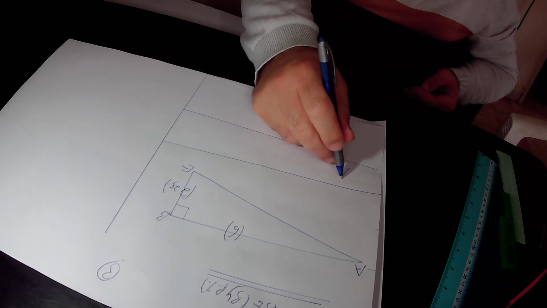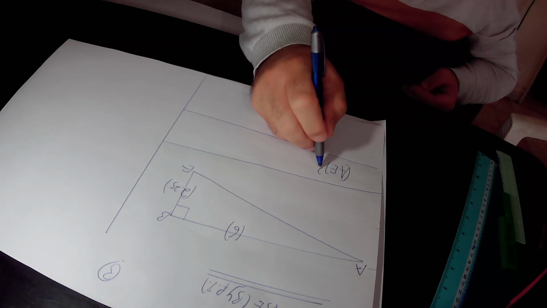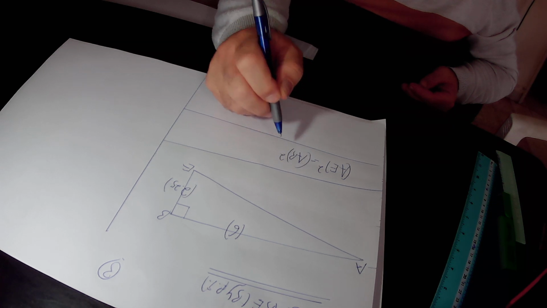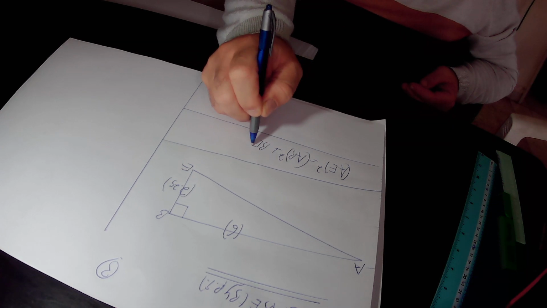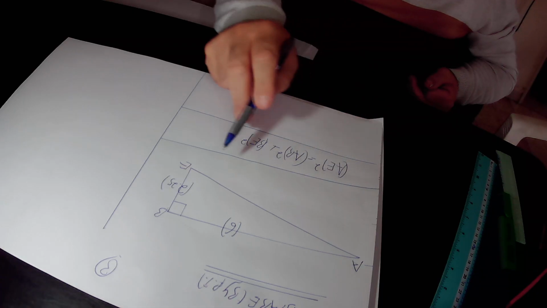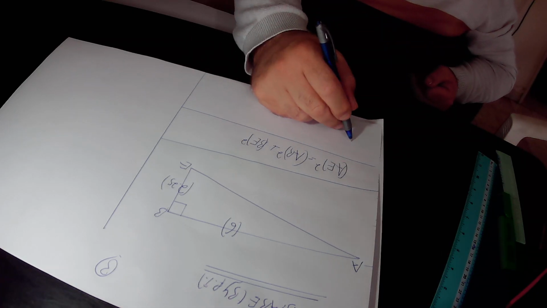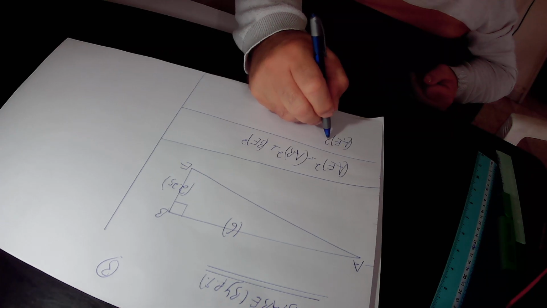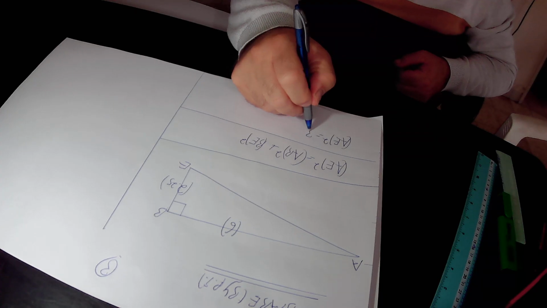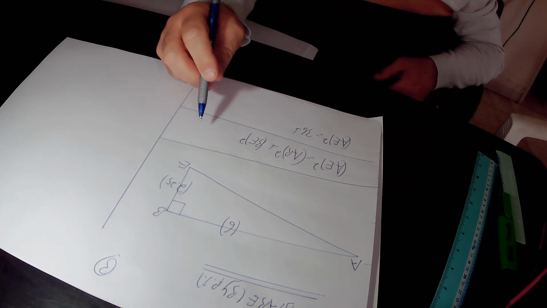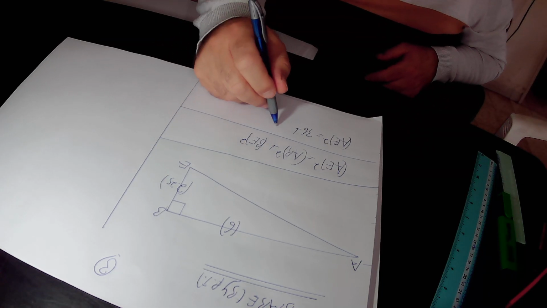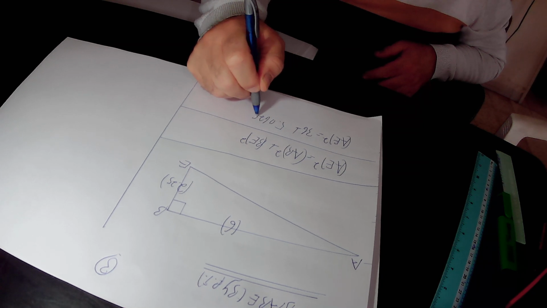So AE squared equals AB squared plus BE squared. Again, AE is the missing side, so we leave it as it is. So it is AE squared equals AB squared. AB is 6, therefore AB squared is 6 squared, that is 36, plus BE squared. BE is 2.25, therefore BE squared is 2.25 squared, which equals 5.0625.